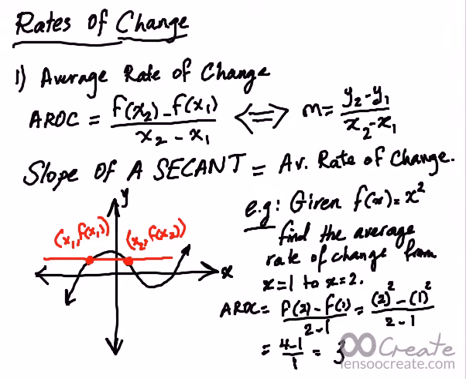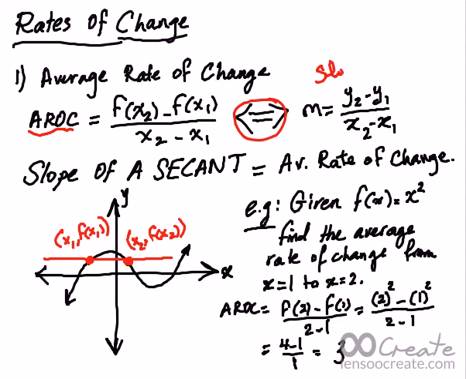This lesson is about rates of change. We will be talking about two types of rates of change. The first one is the average rate of change, and as you'll see, we have a small formula that we will be using, which is AROC, the average rate of change. It'll be f of x2 minus f of x1 over x2 minus x1, which is exactly the same as something you've seen for the past few years, the slope equation of a line.